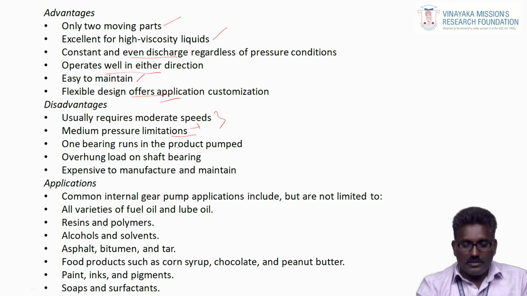One bearing runs on the product in the pump. Only one set of bearings withstands the whole load. The overhang loads the shaft bearing, and this bending moment happens on the pump shaft. Frequent maintenance is required. This type of pump is expensive to manufacture and maintain.